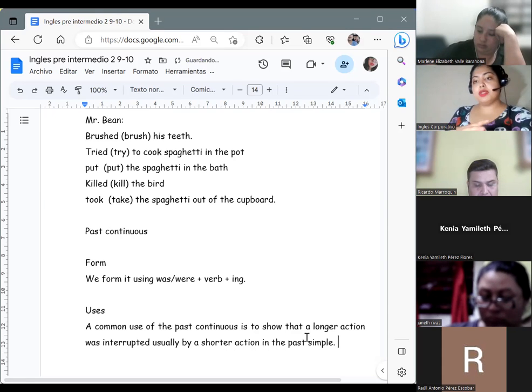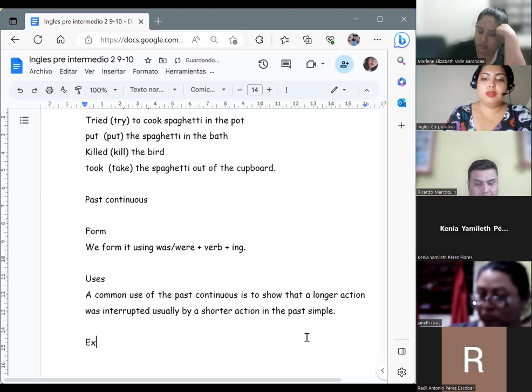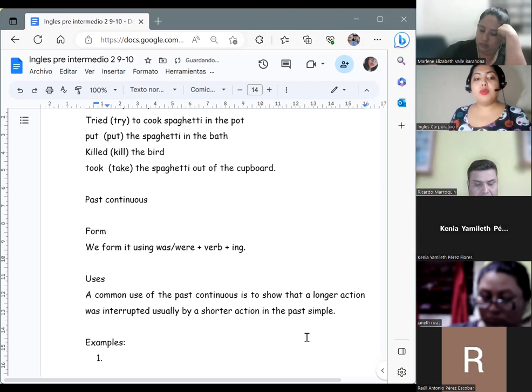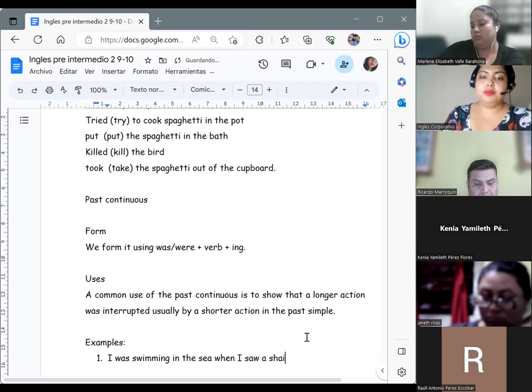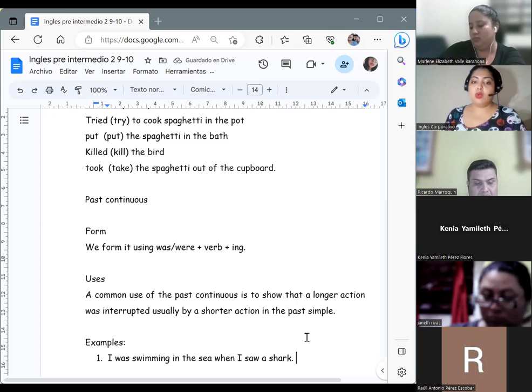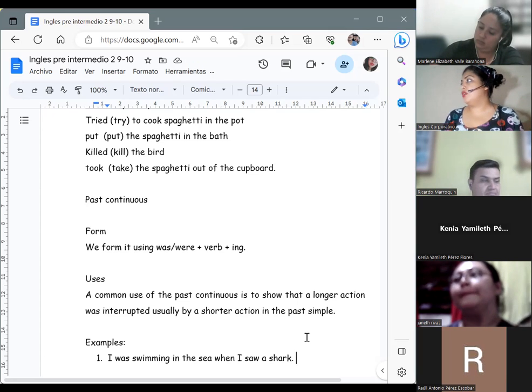Okay. So in this case, we're saying that a longer action is being interrupted by a shorter action. Let's see the examples. We have number one, and it says, I was swimming in the sea when I saw a shark. Estaba nadando en el mar cuando vi un tiburón.